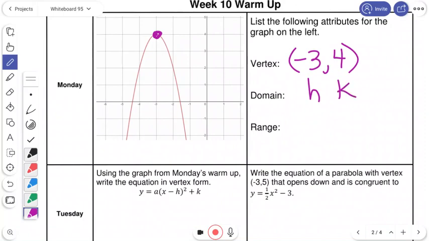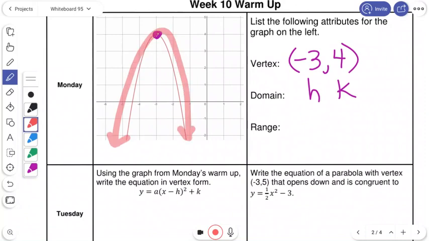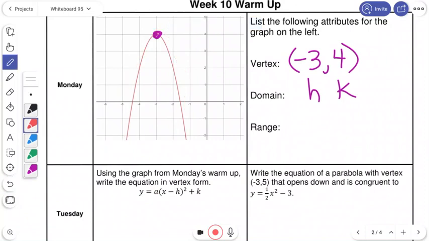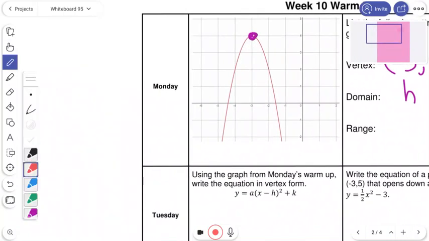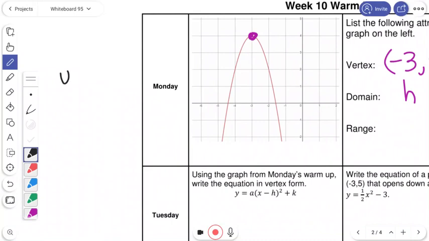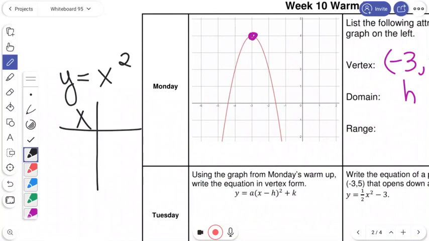We also can tell that our parabola is opening down. That means that our a value is going to be a negative a value. So that's easy enough, but we still need to know exactly what that a value is. And in order to do that, yesterday we talked about our parent function pattern. So if we have the equation y equals x squared, that's our parent function before we translate, rotate, reflect, stretch, compress, whatever. So let's make a table of values.